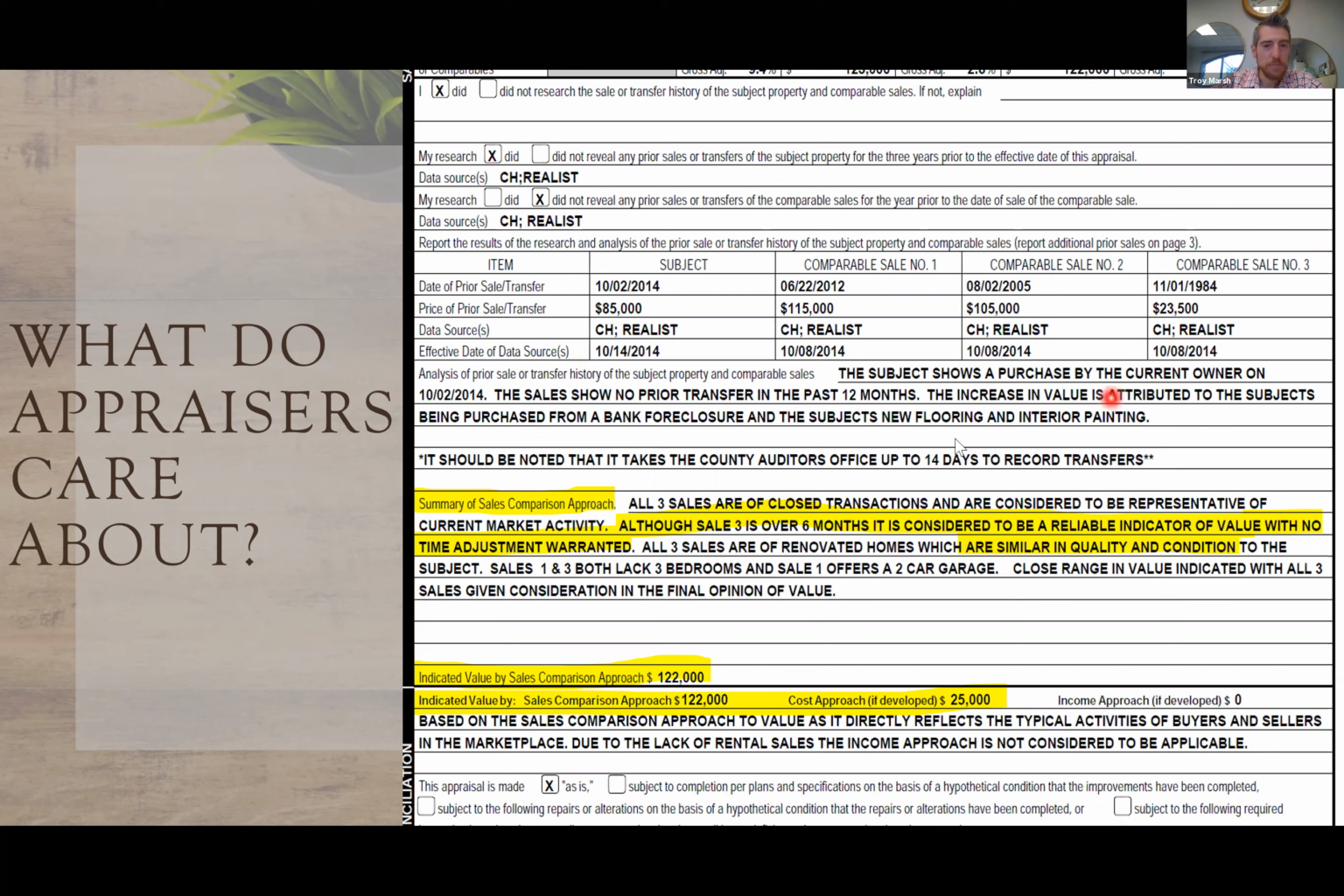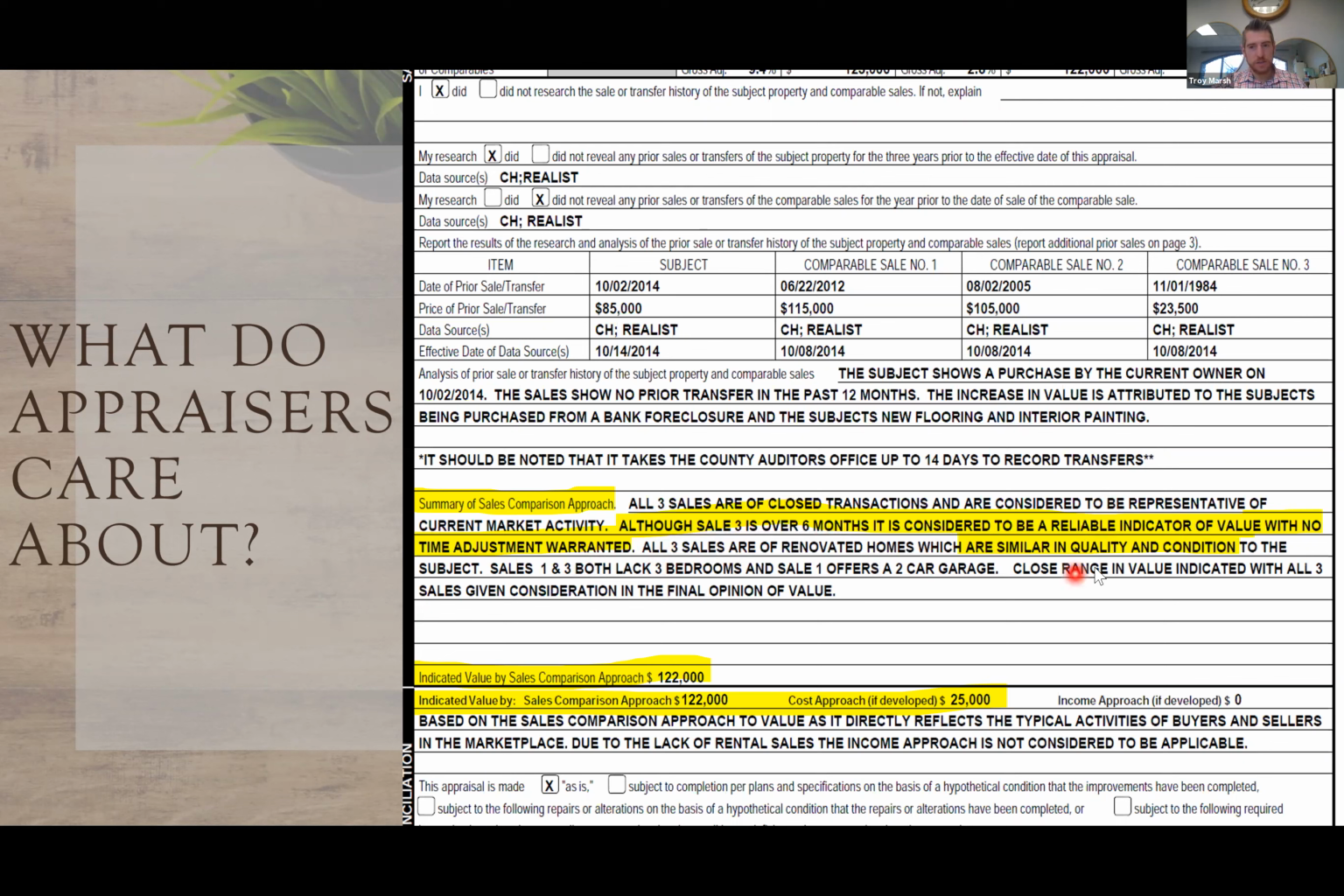So this one, again, we purchased as a foreclosure and fixed it up. And it says the increase in value is attributed to the subject being purchased as a bank foreclosure. They have to explain that all sales are closed and considered to be representative of the current market. And they explain when something is over 6 months old, why they still used it, but that there are no time adjustments that are warranted.